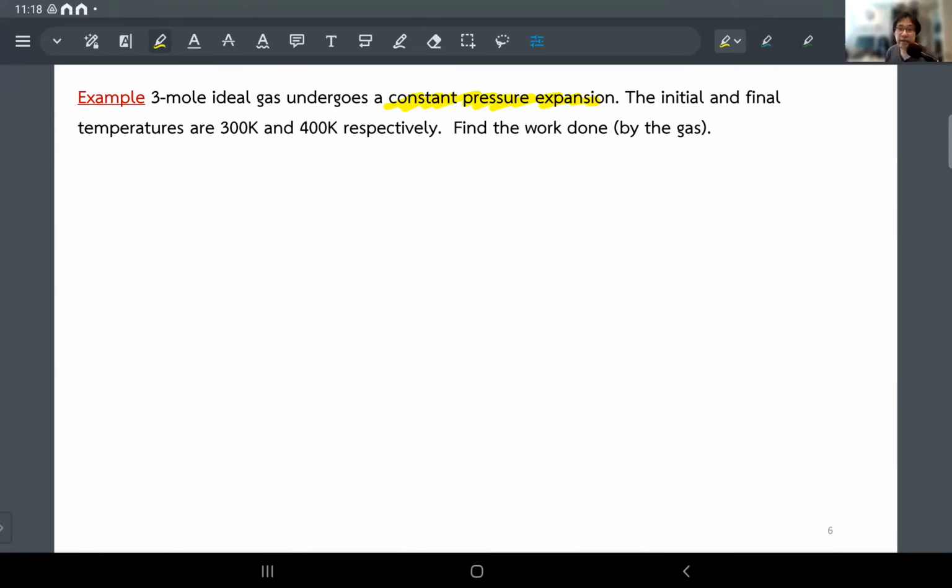Okay, 3 moles ideal gas undergoes constant pressure expansion. Initial, final, but instead of giving you the volume, it gives you temperature. I don't think we need to draw any PV diagram anymore. You guys got it? Stick with the definition. The work done by the system, once again I want to emphasize, is the integral P dV. Even though we would like to do a lot of integral, we still don't need it because P is constant.